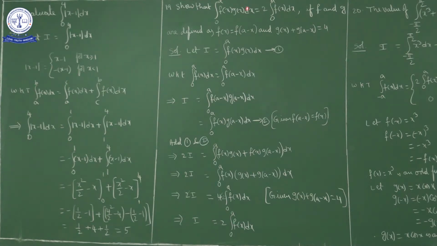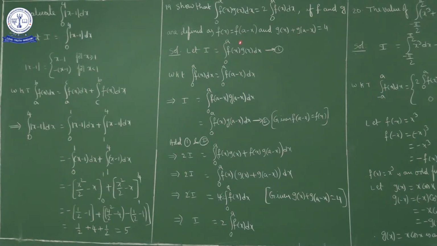Okay, now this given integral 0 to a f of x into g of x dx I will consider as I, call it 1, and we have a property that integral 0 to a f of x dx is equal to integral 0 to a f of a minus x dx, meaning replace the variable by upper limit minus variable. So using that property we get I is equal to integral 0 to a f of a minus x into g of a minus x dx. But it is given that f of a minus x equals f of x. By using that condition we get integral 0 to a f of x into g of a minus x dx. Okay, I will mark this one as 2.